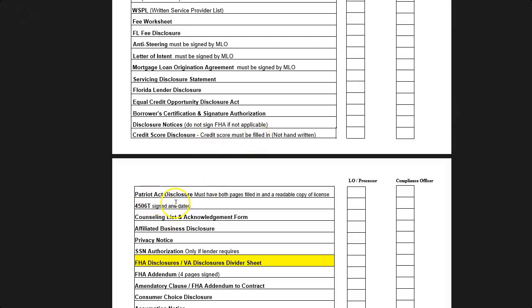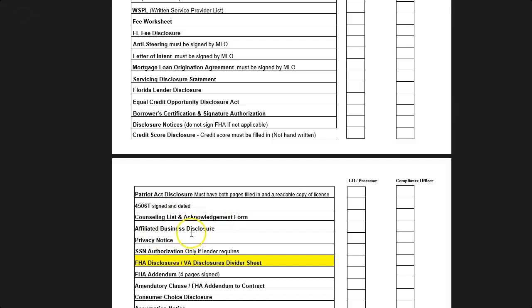The Patriot Act disclosure, which should include a copy of the driver's license, and it should be an unexpired copy and legible, obviously. A 4506-T signed and dated so that the lender can verify any past year's tax returns for the borrowers. Counseling list and acknowledgement form.